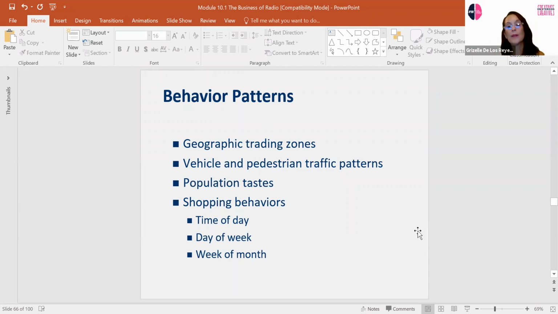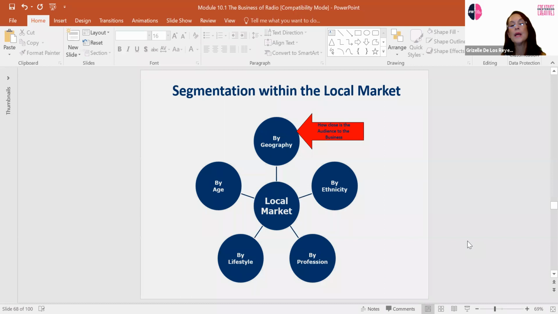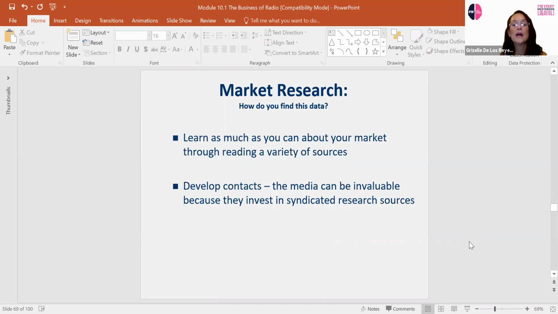Okay, so these are the things you have to understand. Behavior patterns, again, talking about traffic and the population taste and the shopping behaviors. Media alternatives, what does that local market have to offer in terms of medium. You can segment by geography, ethnicity, professional, lifestyle, age. And how do you find this data? Well, you can develop your own profiles, but always remember that media, because media invests in research, media can be a great resource to get you that type of information that you may need if you're the buyer or the planner.